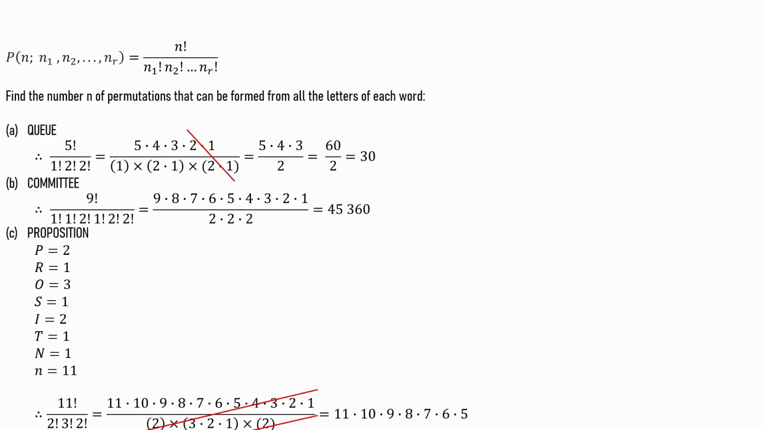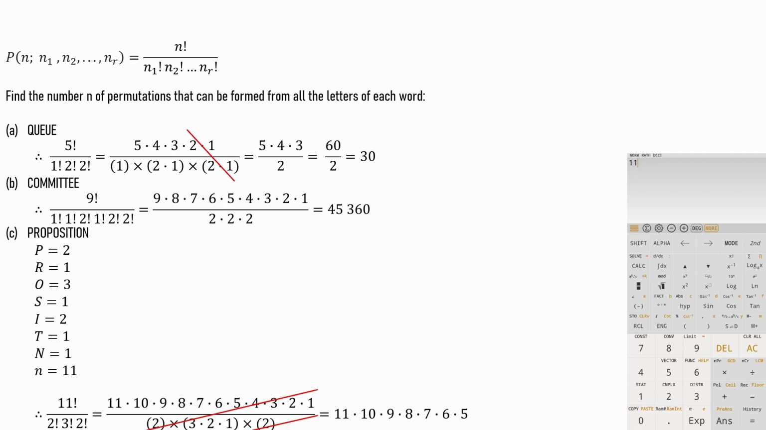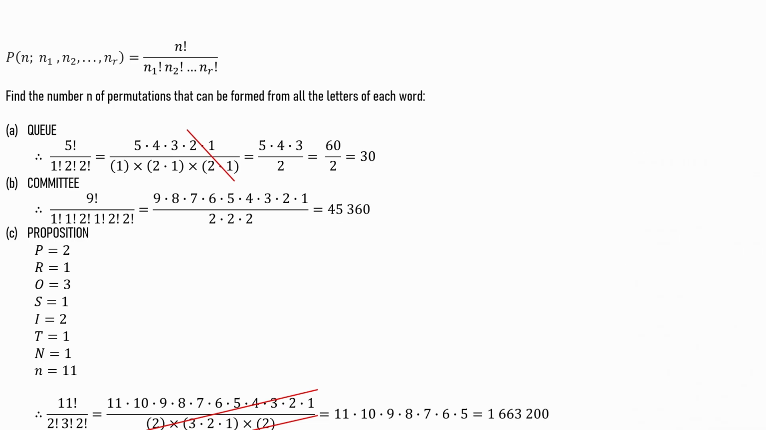So, 11 times 10 times 9 times 8 times 7 times 6 and times 5. So, therefore, 11 times 10 times 9 times 8 times 7 times 6 and times 5 ay 1,663,200.